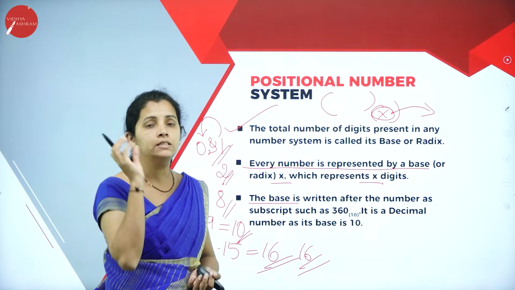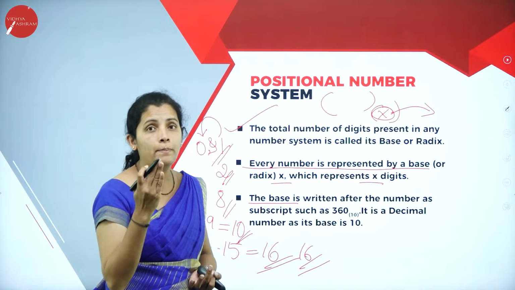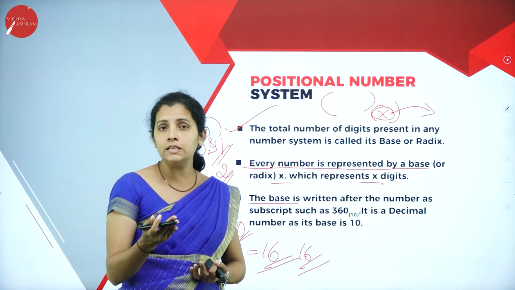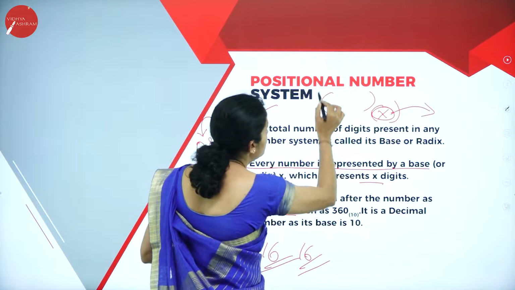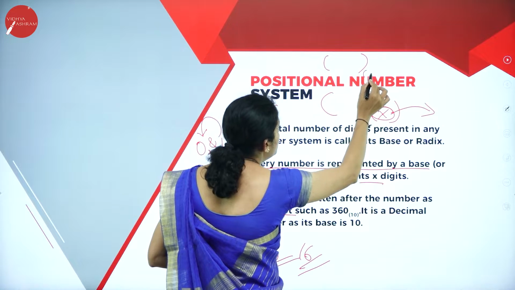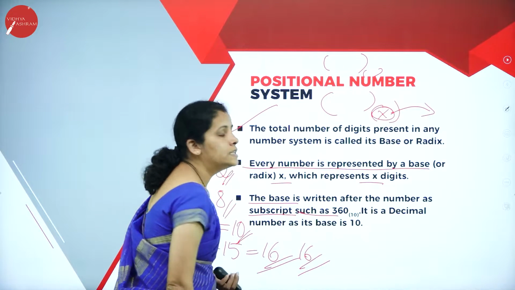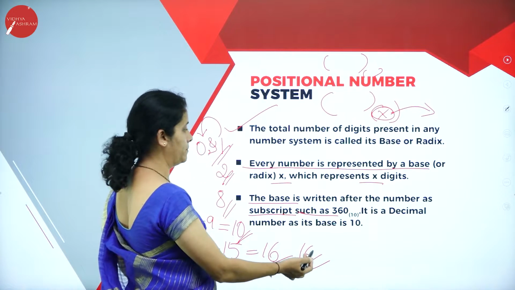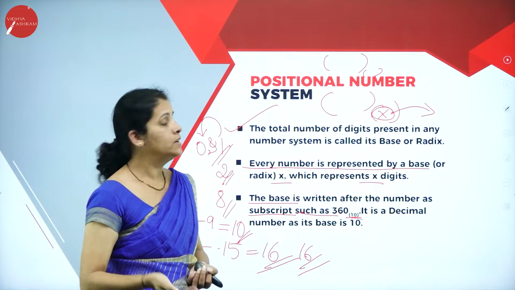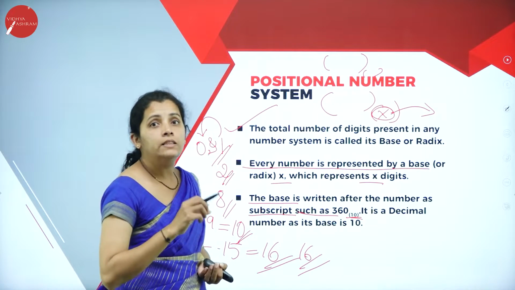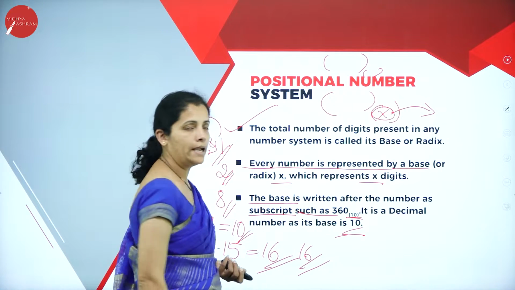So dear student, just remember that whenever I want to represent the base, how am I going to represent it? In the form of a subscript. That means if this is my number, below it I'm going to write the subscript, such as 360 base 10. So here it is 10. So what's the meaning of 10? Here 360 is a decimal number and its base is 10.